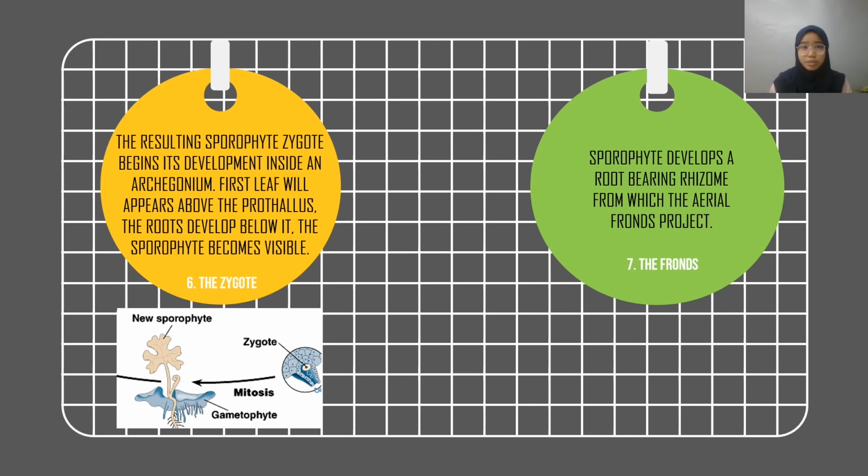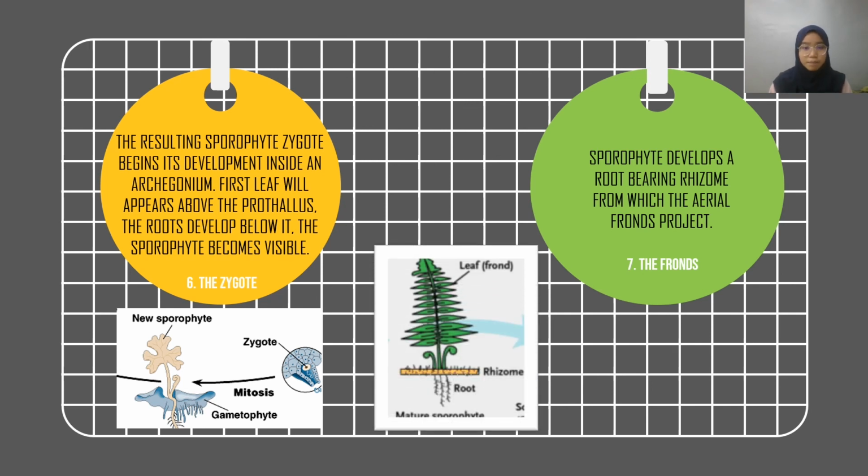The last process in the fern's life cycle is called the fronds. The fronds mean the leaves of the ferns. As you can see in the diagram, the sporophyte develops a root at the rhizome from which the aerial fronds project. Hence, this concludes the 7th process of the fern's life cycle.